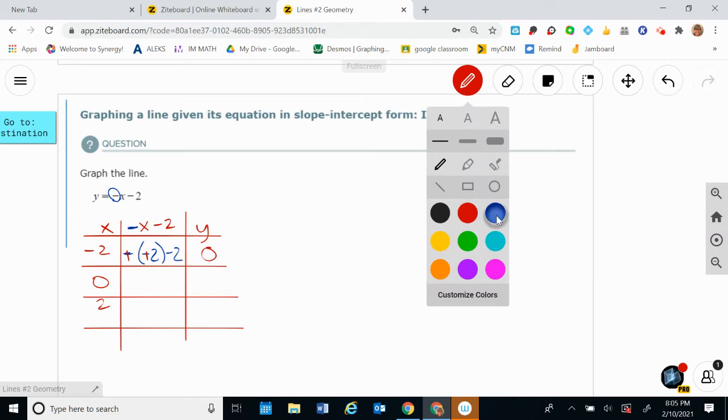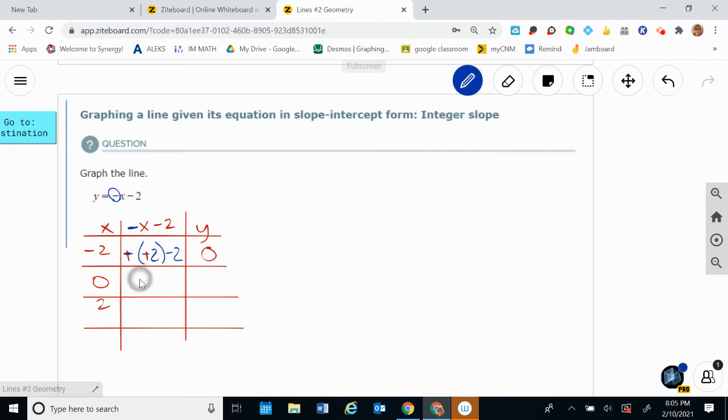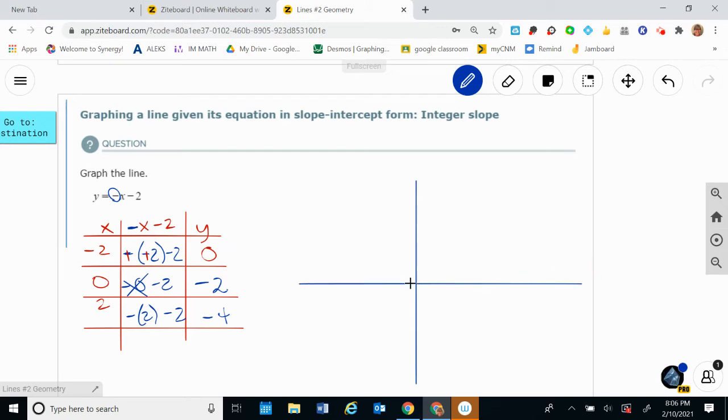Okay, now substitute in the next one. Negative 0 minus 2. Well, negative 0 is going to be nothing. So that's going to be minus 2. Okay, last one, negative. If you want to be safe, put it in parentheses, and that just means negative 2 minus 2 is negative 4. Okay, again, plot your points, and you should be good to go.